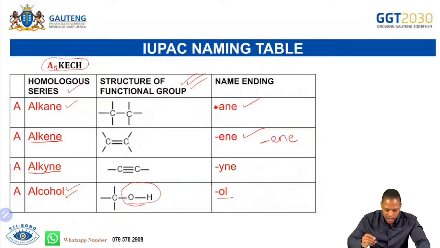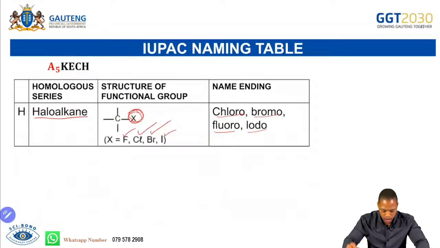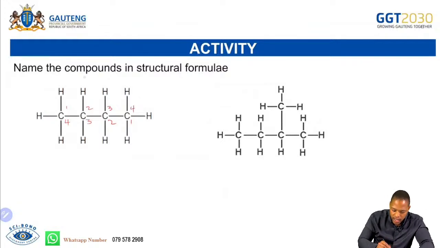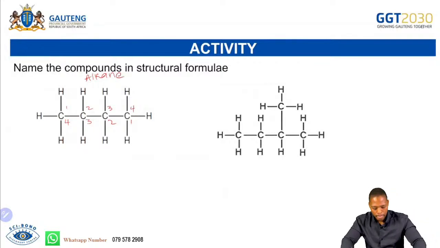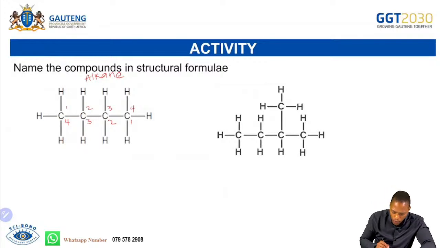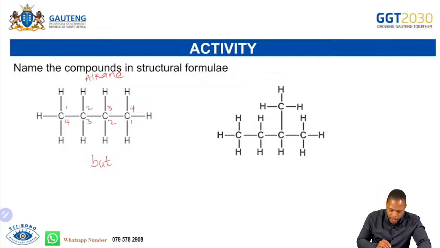So the alkane is the homologous series to which this structure belongs. So I now know this is an alkane. From there, I can start naming. How do I start naming? Number of carbons. How many carbons do I have? 4. And what is 4? 4 is but. Second question, what is the type of bond between the carbons? It's single bonds. Single bonds, it's -an.